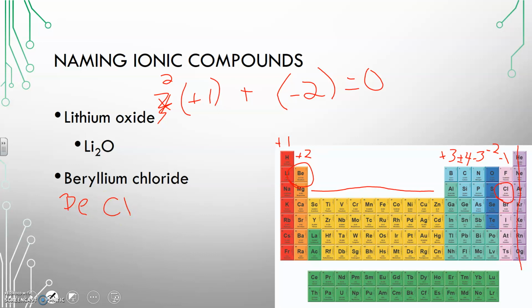Now beryllium is a +2 and chlorine is a -1. It still has to equal 0, so we multiply this -1 by 2, because now we have a +2 from the beryllium and two -1s from the chlorines. So it's BeCl2. You have a +2 from the beryllium and then -1 from each of the chlorines, and you have 2 of them. So that will equal 0, and it's BeCl2.